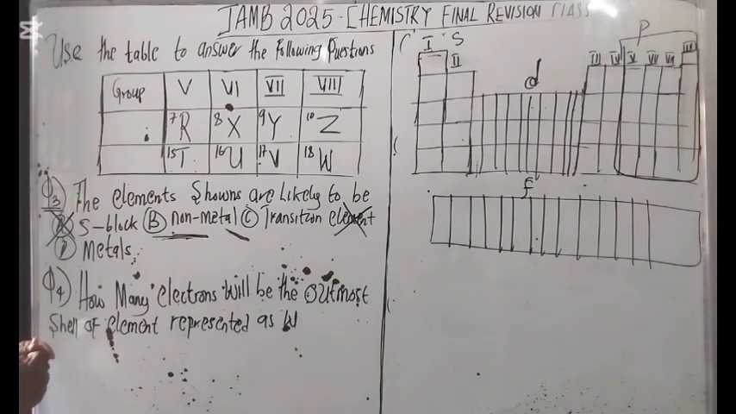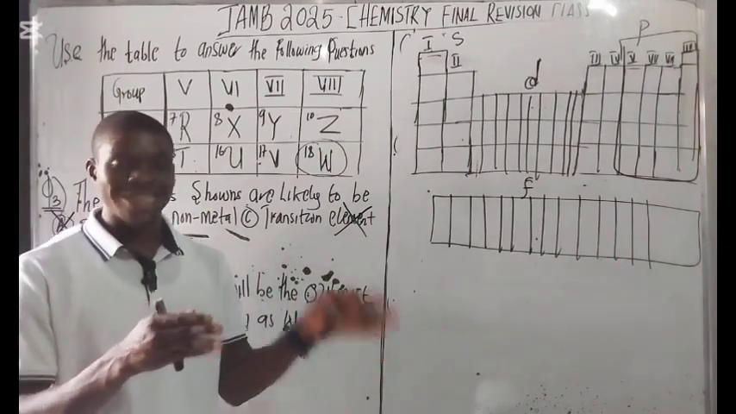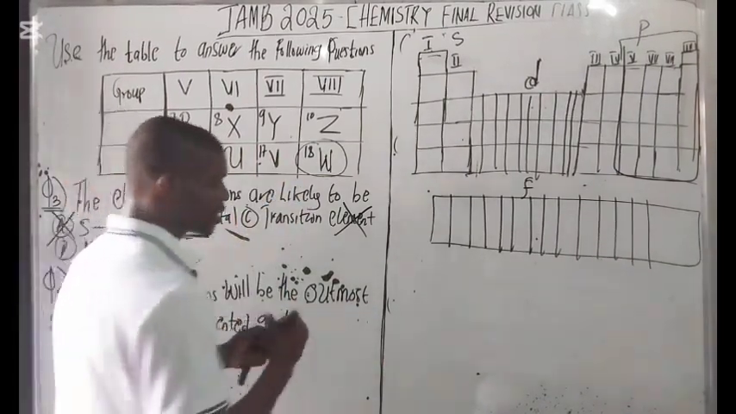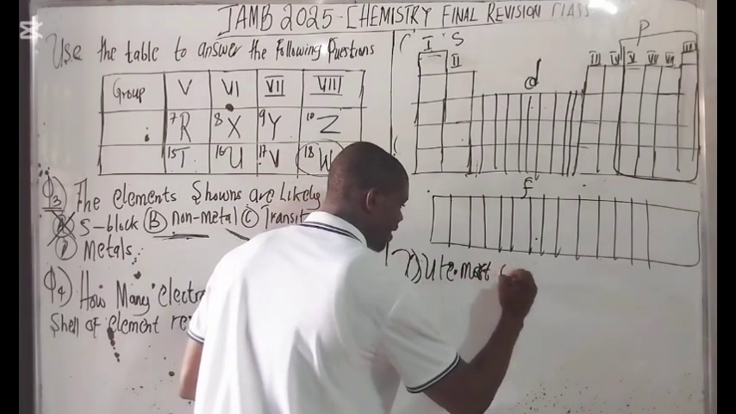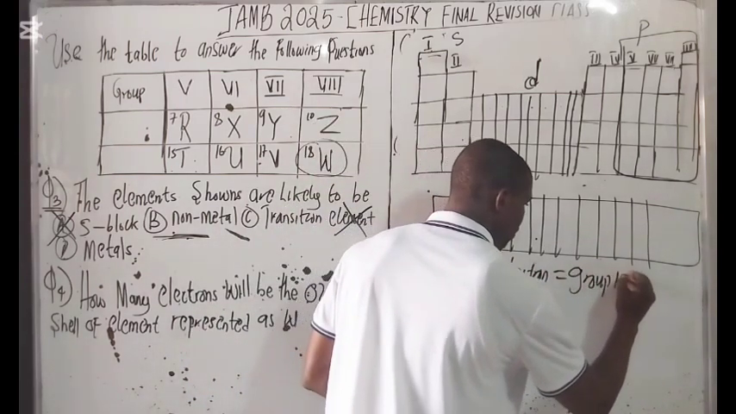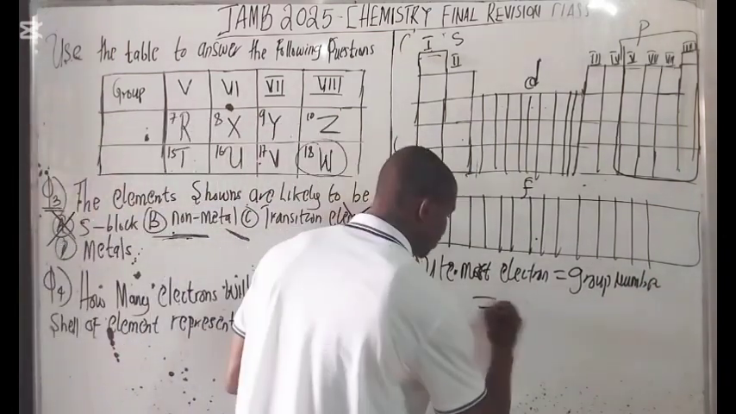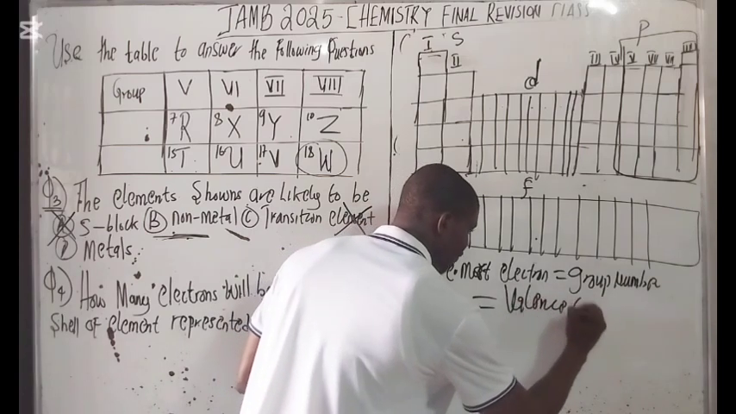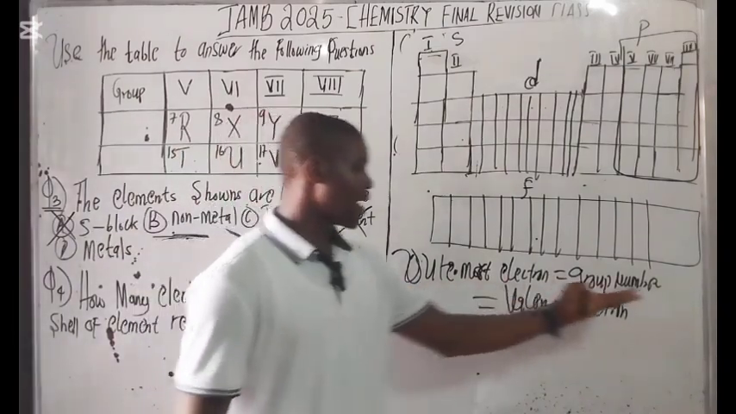Very important. Number 4: how many electrons will be in the outermost shell of the element represented as W? Where is W here? Here we have W. Now, let me explain something to you. Outermost electron is also the group number, and the group number is also the valence electron. Please take note of this. So these are things to put down here: outermost electron equals group number, also valence electron.